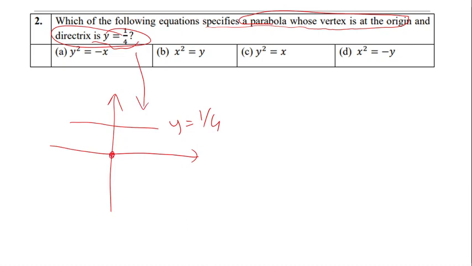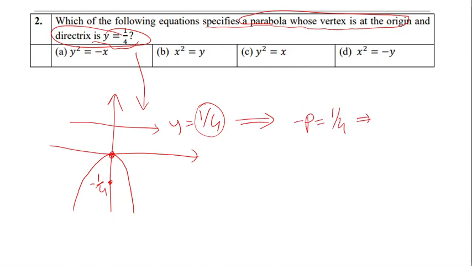So what can we say? The parabola is always perpendicular to the directrix, so this will be the parabola. And this is 1 over 4, so the focus has to have this -1 over 4 as its y component. From here, you can say directly minus p is equal to 1 over 4, and p is equal to -1 over 4. Or from the focus, you can say p is equal to -1 over 4.